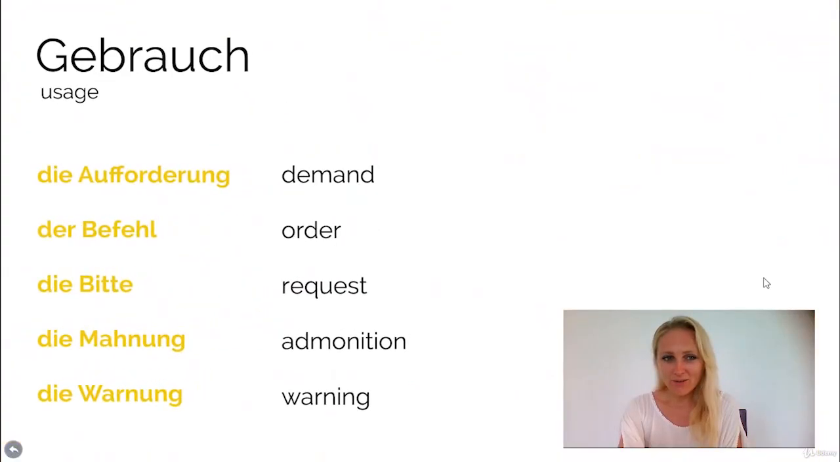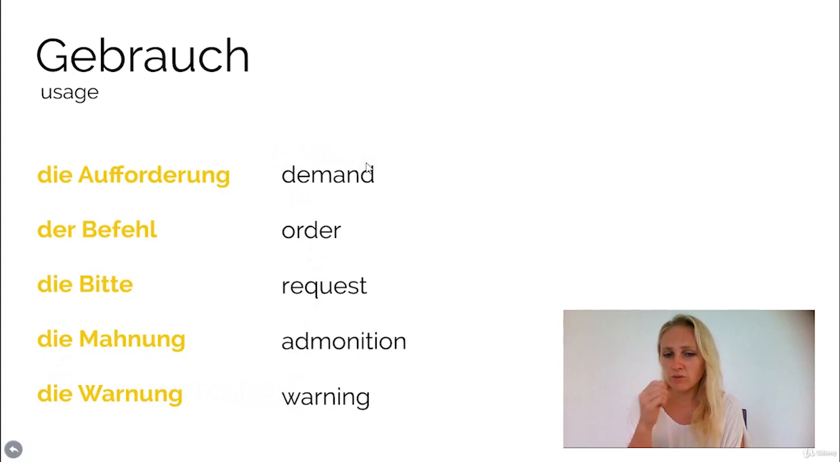Now let's look at how we are using the imperative, or in which situations. The usage is Gebrauch, der Gebrauch in German. So we use it for demands, die Aufforderung. We use it for orders. Der Befehl is the order. Die Bitte for requests. Die Mahnung for admonitions, and die Warnung for warnings.